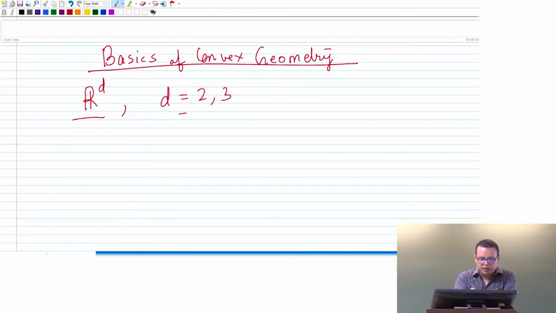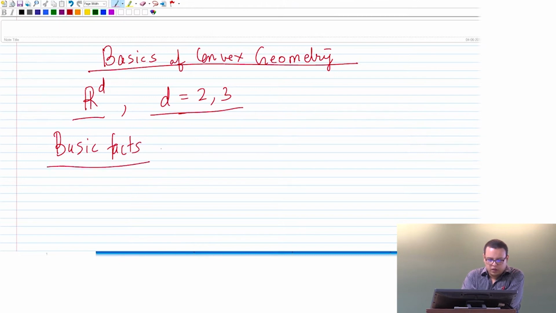Okay. So as I said, we will be working in R^d. Up till now what we have seen is for d equal to 2 and 3, but we will be working with general R^d. Okay. So few basic facts. Okay. So let's do that first. Basic facts that I will be using.